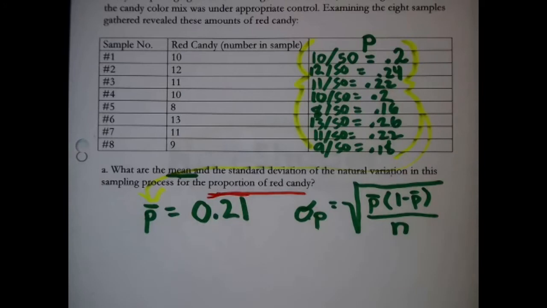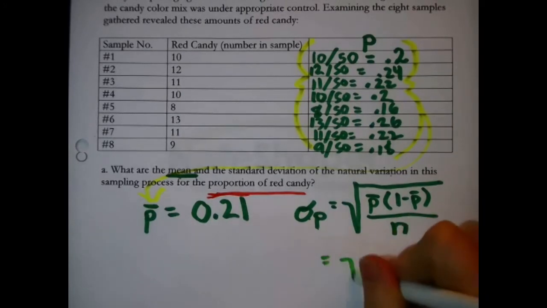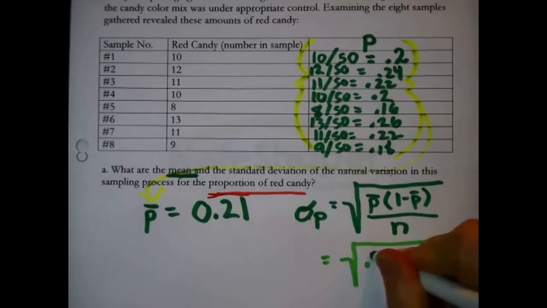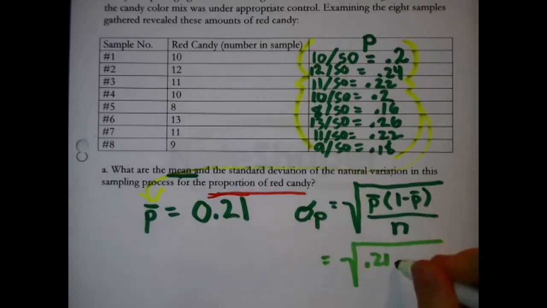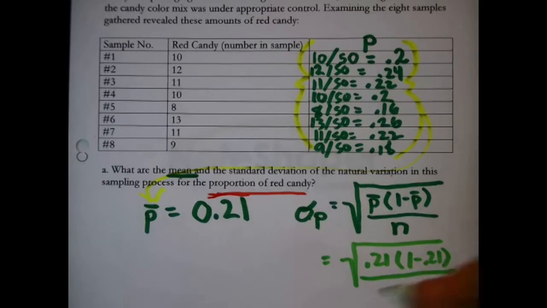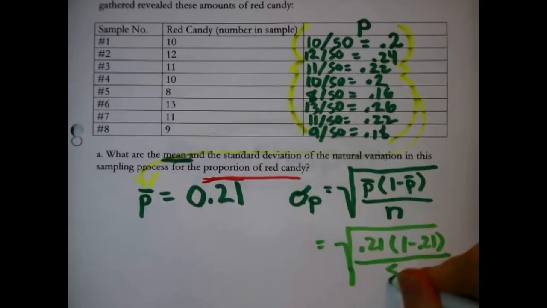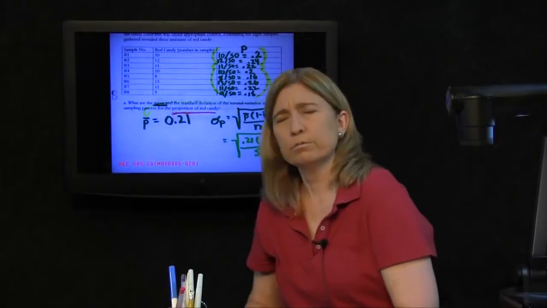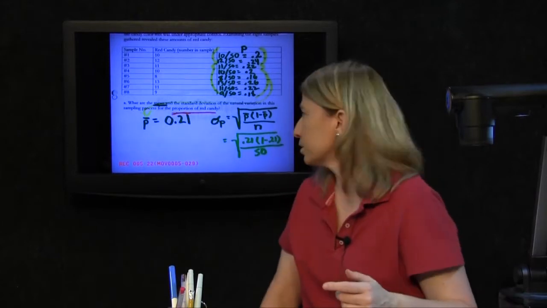So fill in that particular formula. Now that we have P bar, we're looking for the square root of 0.21 times 1 minus 0.21 divided by, and be careful, 50. It said that there were 50 candies in a sample.